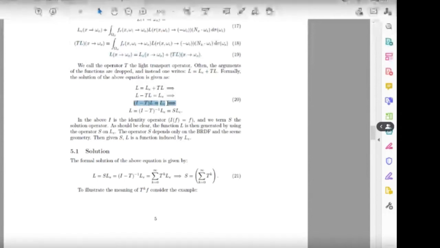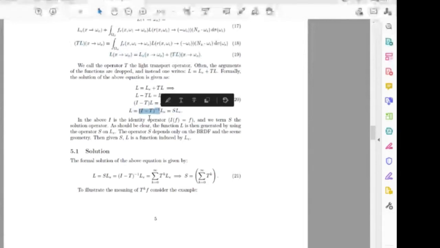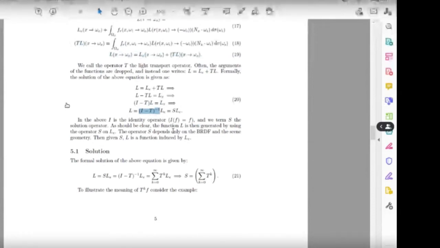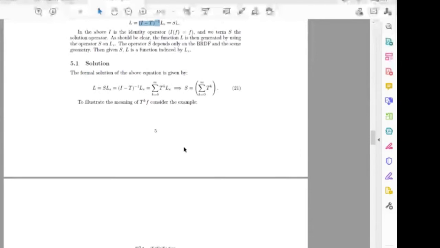And the formal solution of this is just (I minus T) to the power minus 1. This would be the solution. Now, what does this mean? It's some kind of inverse of an operator. And the inverse of an operator, at least in this case, would be given by just an infinite sum of the operator applied to the power of k.